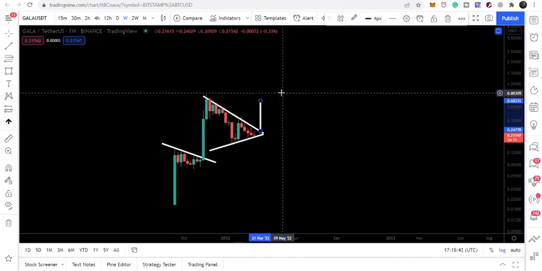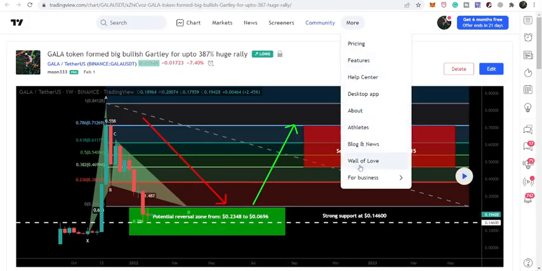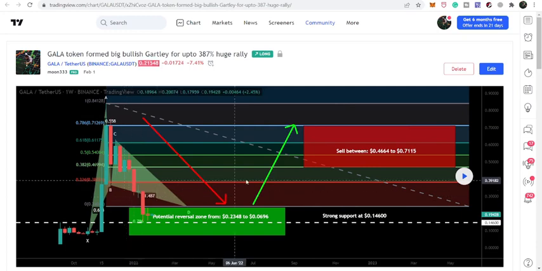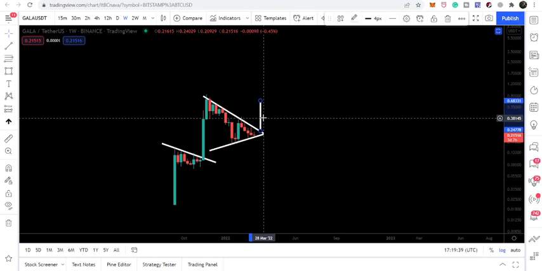So you can follow this target after the breakout, or you can also follow the Fibonacci sequence based target of this Gartley move, that is from 46.64 cents and goes to 71.15 cents. But in my opinion, we should wait for this breakout before buying GALA token. After this breakout, if we buy, then we can expect a very big move. So this was the update so far.